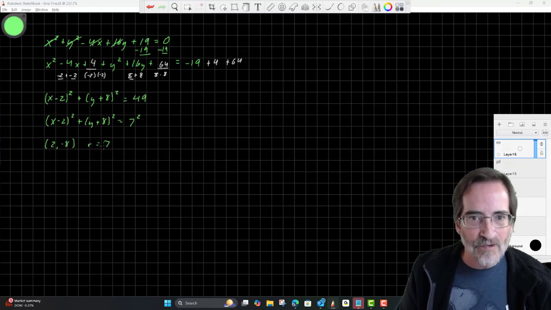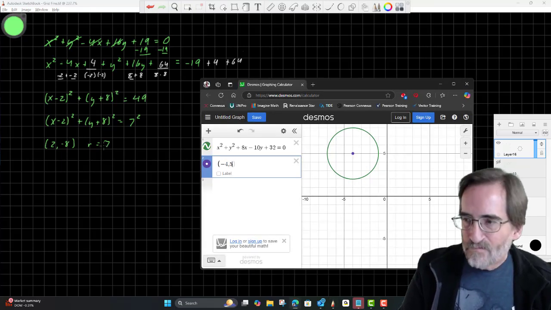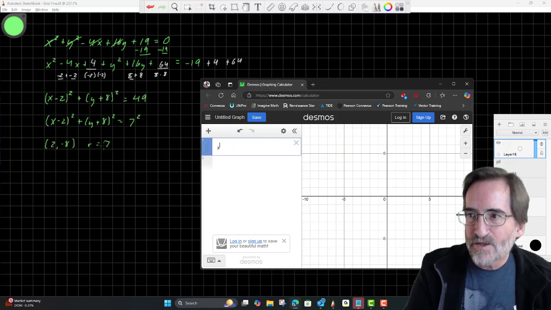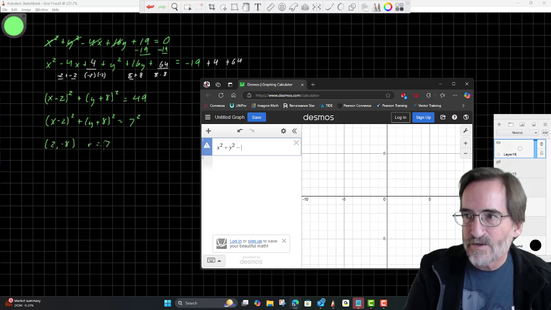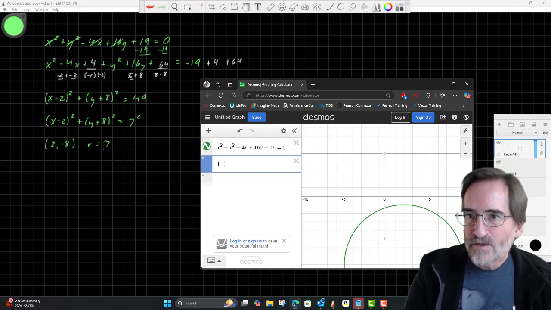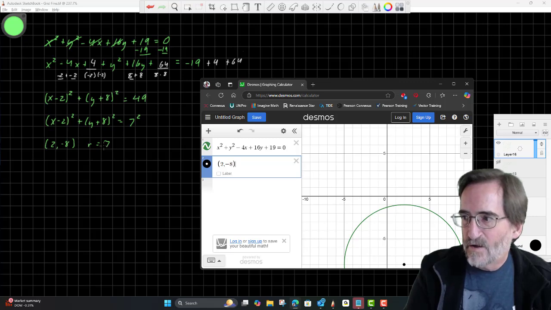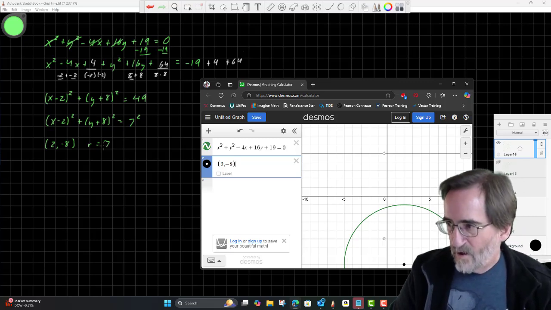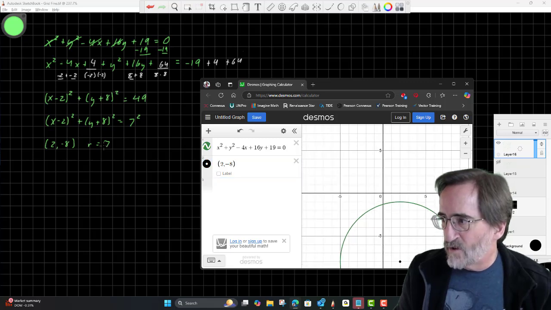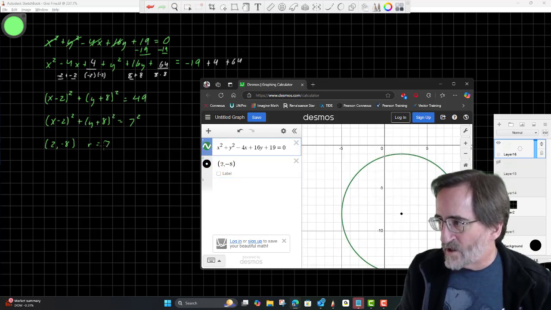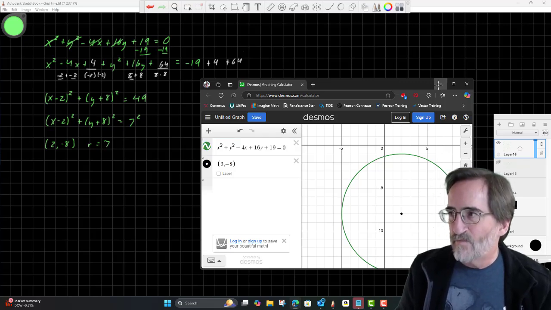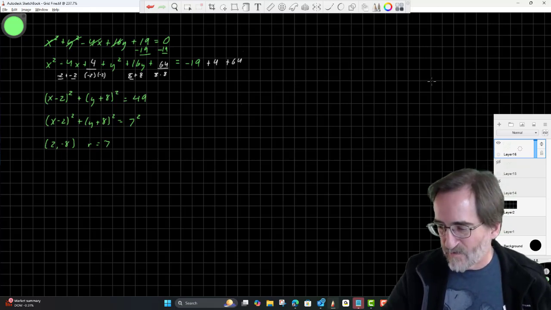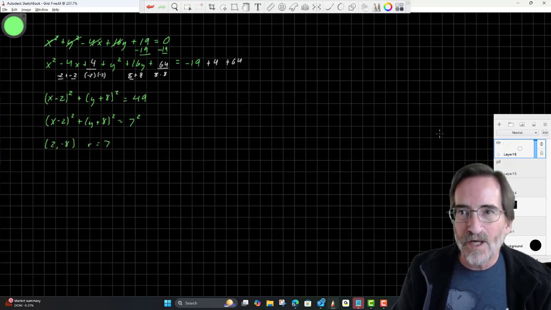Let's check it in Desmos. X squared plus y squared minus 4x plus 16y plus 19 equals 0. There's our circle, centered at 2, -8. There it is. And it appears to be right. And it has a radius of 1, 2, 3, 4, 5, 6, 7. Very good. So it matches. And that's it. That's the process of completing the square to change the form of the circle.